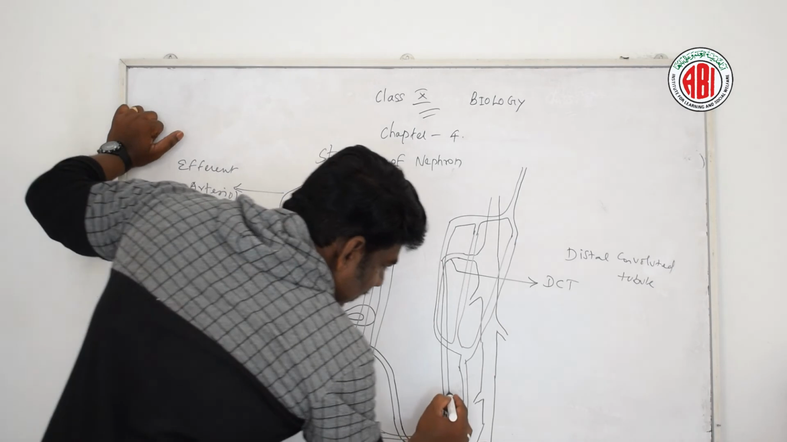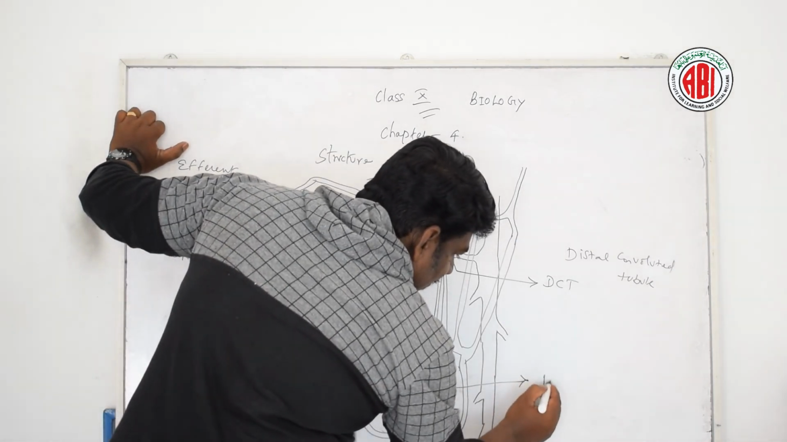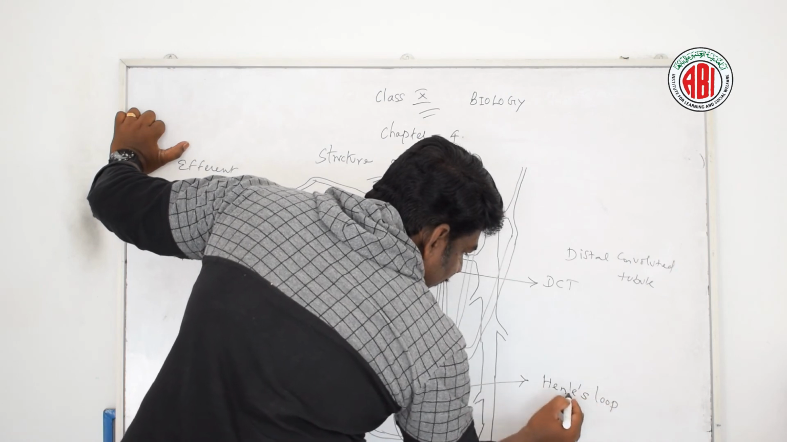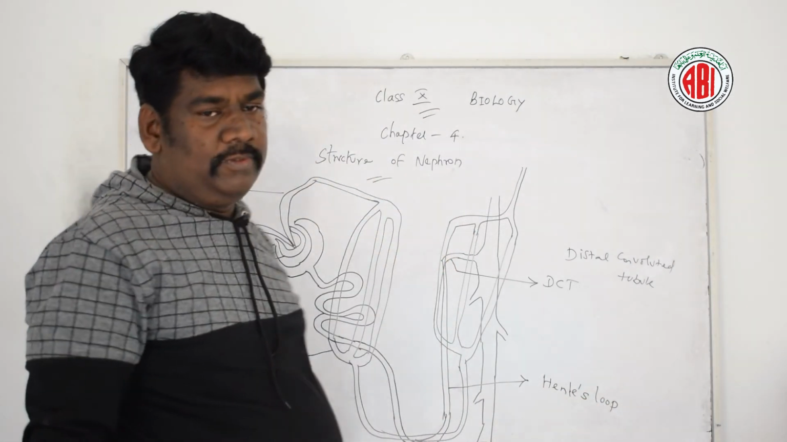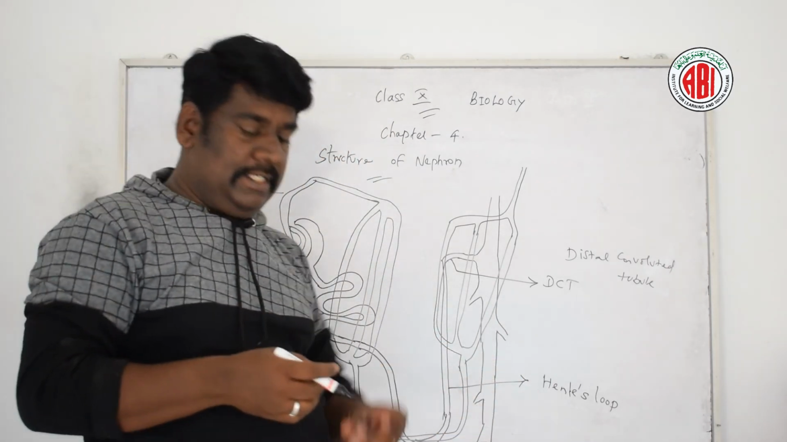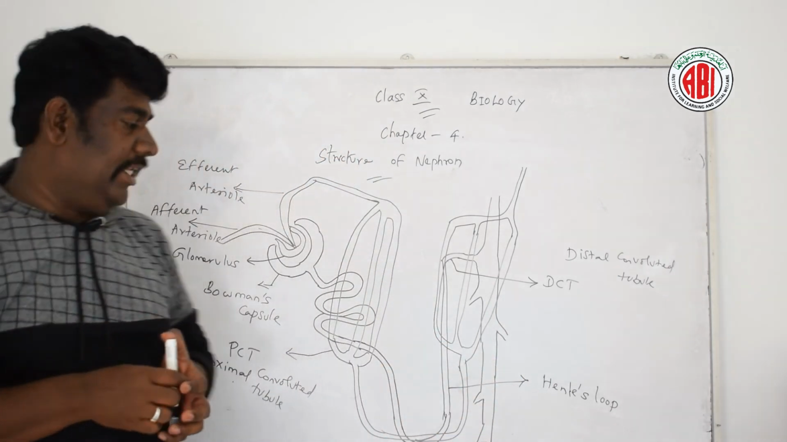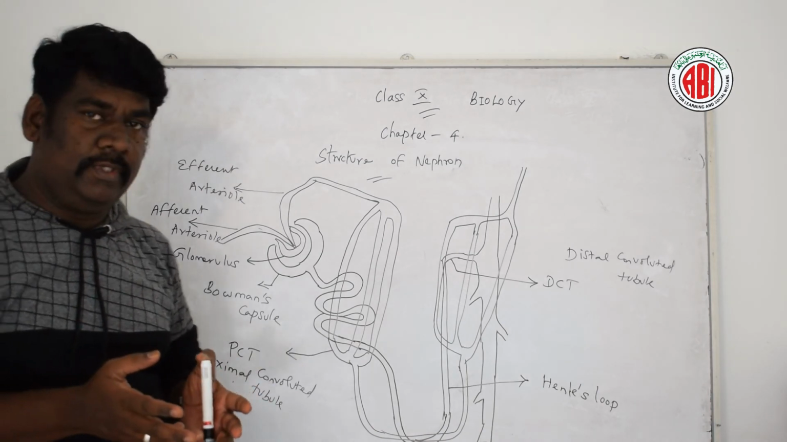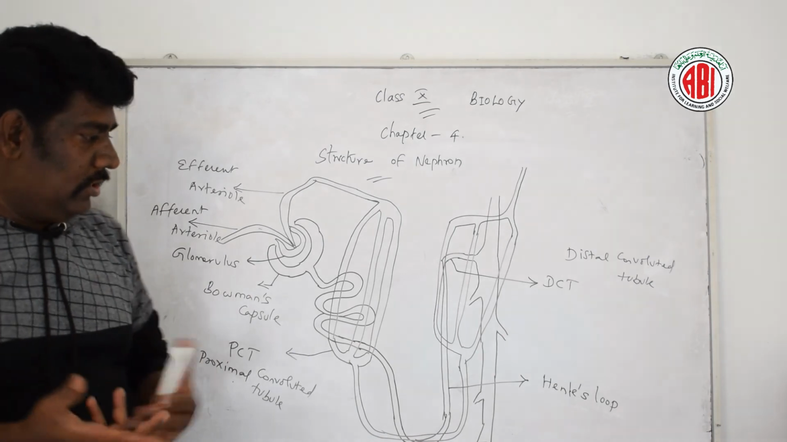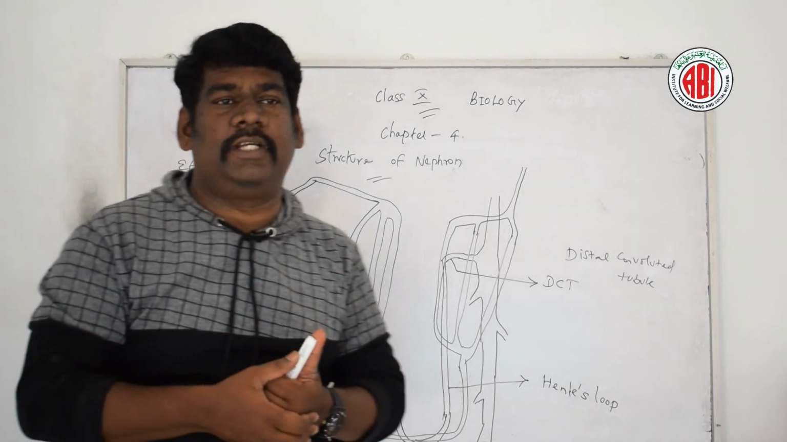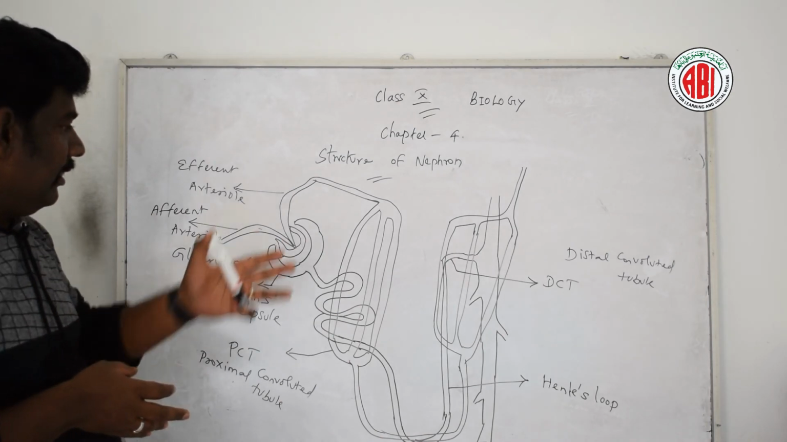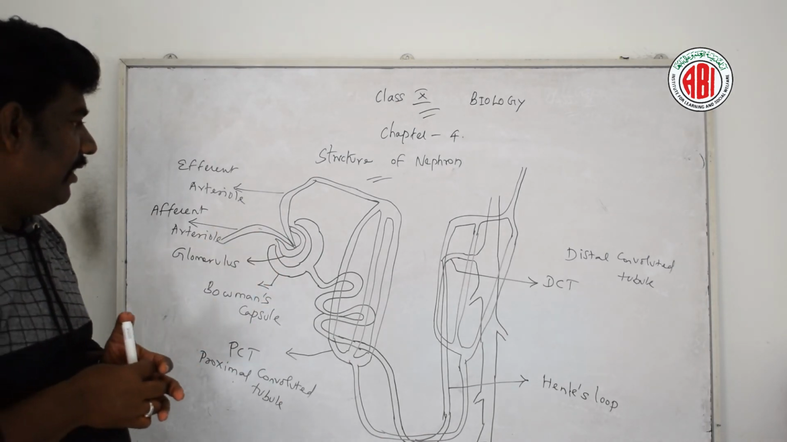And here the very important part is this U-shaped structure. This U-shaped structure is called Henle's loop. This was first discovered by a scientist whose name is Henle. Henle's loop or loop of Henle, you can say either way. So these are the major labelings for this structure of nephron.